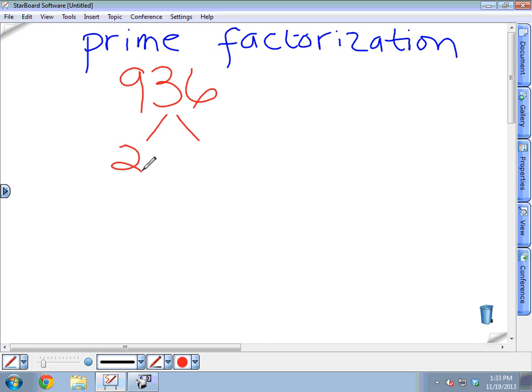And what is half of 936, Bethany? If you need to do it on paper, you can do it on paper. Just take 936 divided by 2. Half of 900 is 450. Half of 30 is 15. 465 plus 3, 468. Okay. Sam. How many times does 2 go into 468? 234. 234.